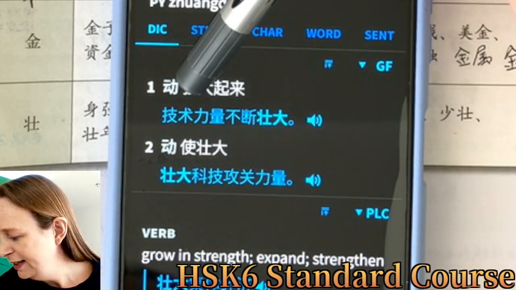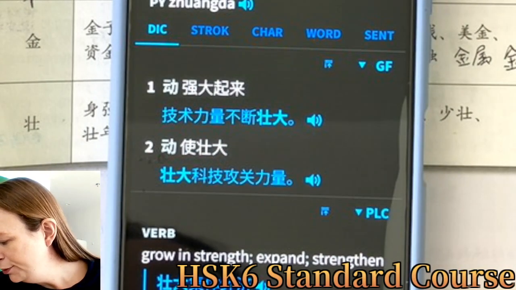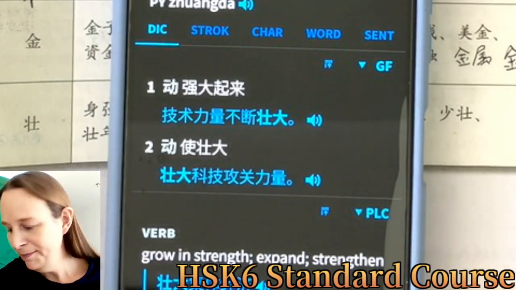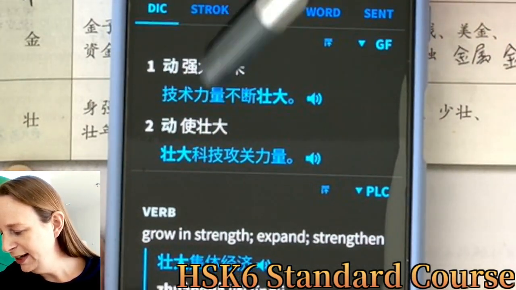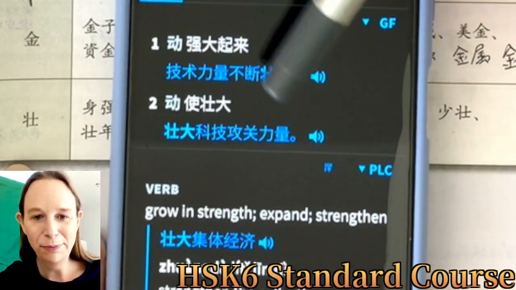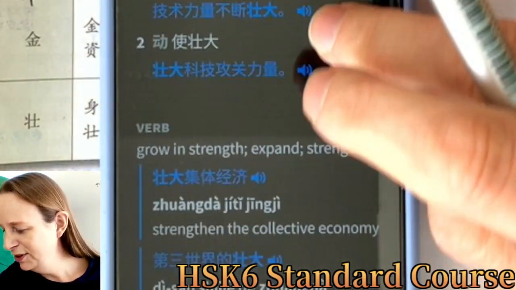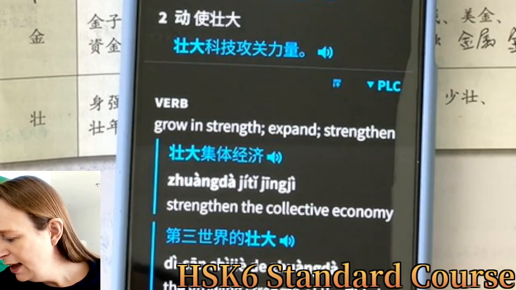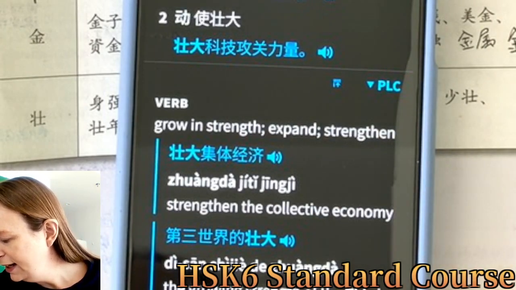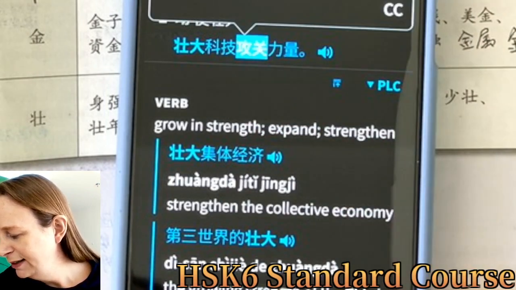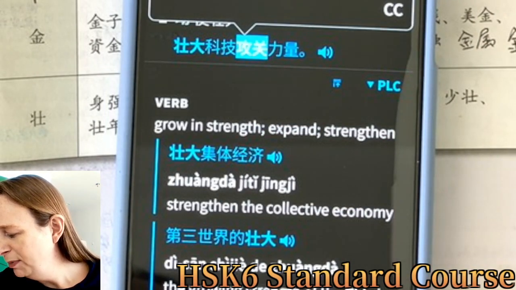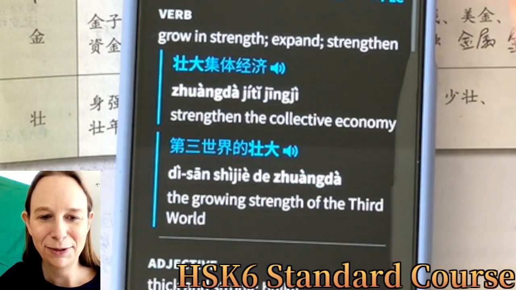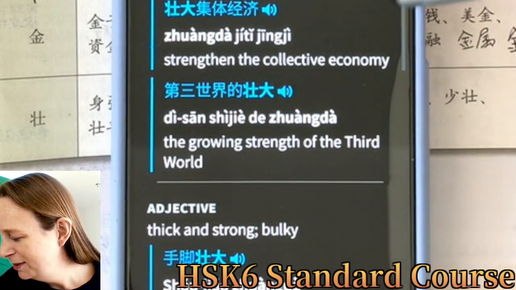Yeah. Okay, 强大起来。技术力量不断壮大. It is a verb there. It's increasing and strengthening. Technological power is non-ceasingly increasing. 壮大. 科技公关力量. What is 公关? Key problems? I don't know. The power of technological problems. Let's maybe pick another example.